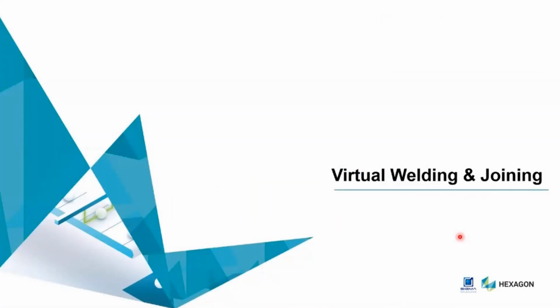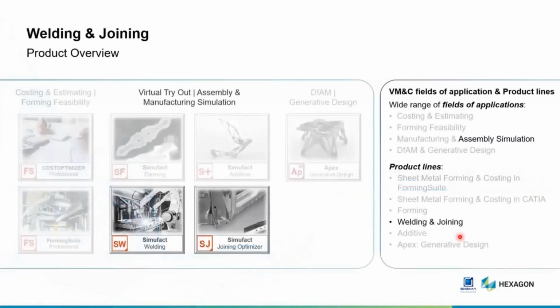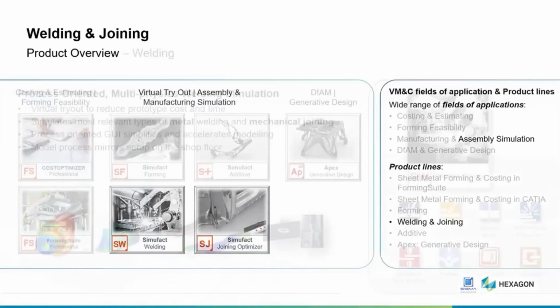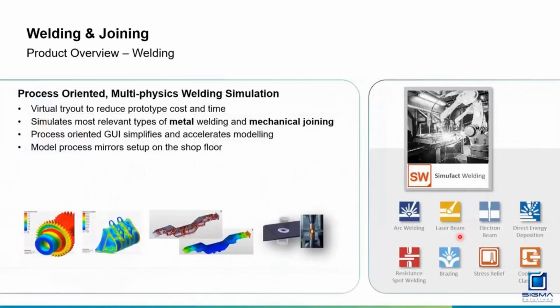So I will go to welding and joining. When I say welding, we can simulate any type of welding process. It might be arc welding, laser welding, electron beam, even the direct energy deposition (DED) technique, then resistance spot welding, brazing, and even heat treatment or stress relieving and clamping and unclamping sequences also. So these are the examples.